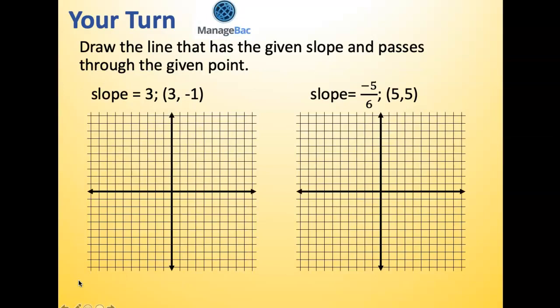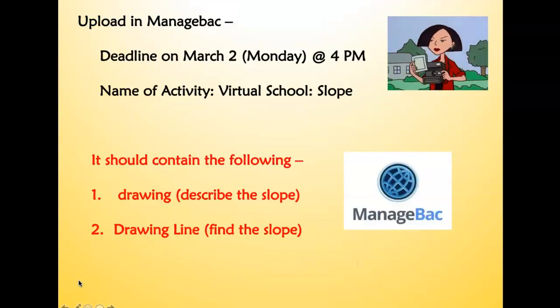For number 3, you're given a slope and a point. The slope is 3 and the other point is 3, -1. For the 4th question, slope is -5 out of 6 and the point is 5, 5. So there are 4 problems. Okay, so let's put together everything. You have 2 things that you need to be submitting. Number 1 is the drawing, describing the slope. Number 2, the 4 problems that I have just given you.